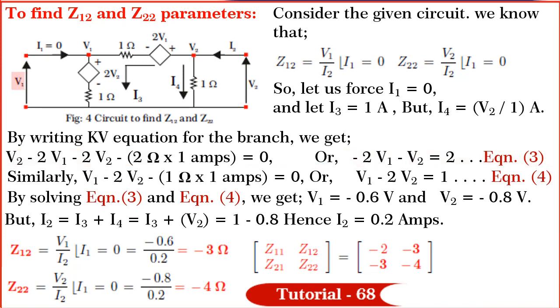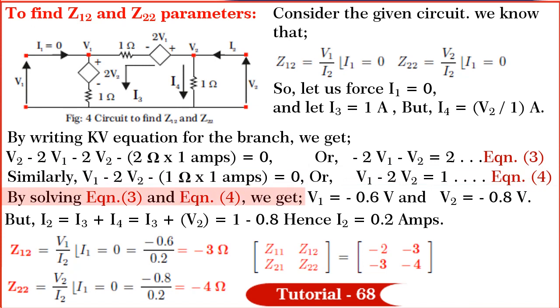Now, we find that V1 and V2 both are to be found out. So, by writing another Kirchhoff's voltage equation for this branch, we get V1 minus 2V2 minus 1 ohm into 1 ampere is equal to 0. By simplifying, we get V1 minus 2V2 is equal to 1.